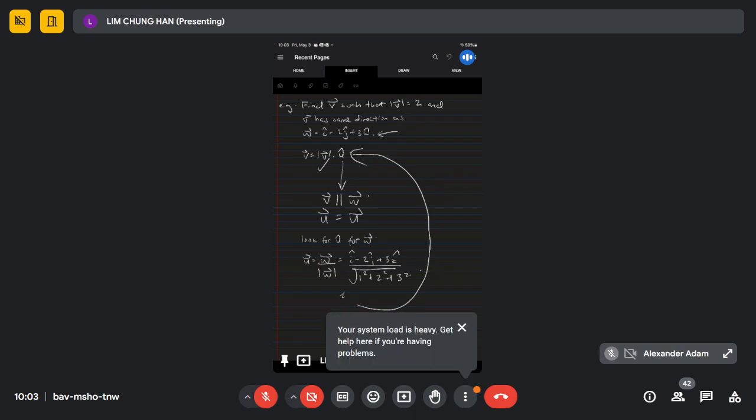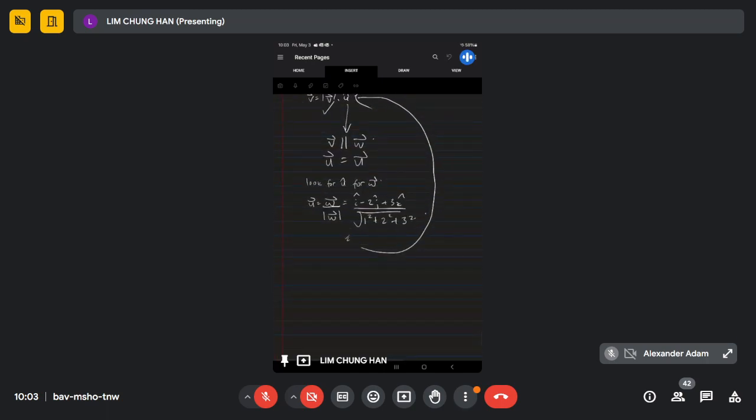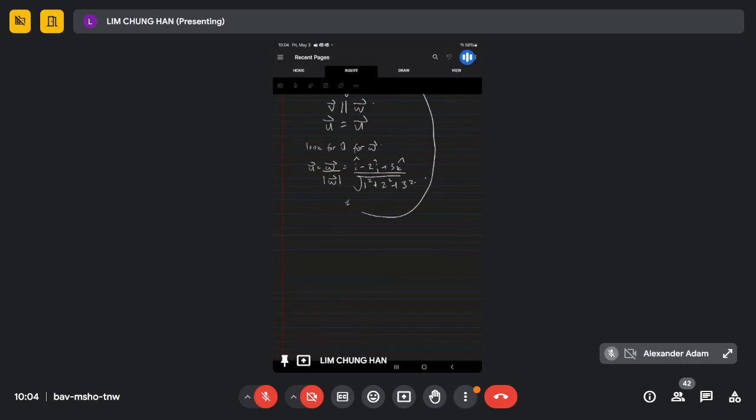Okay, so for today, we're going to jump into another subtopic within vectors. This one's called the dot product.